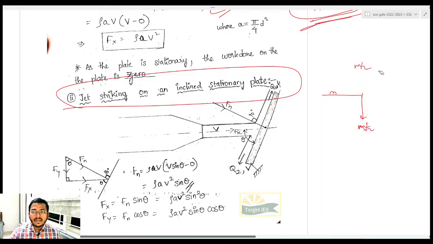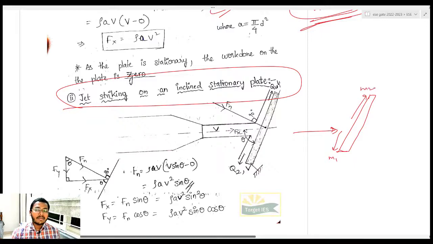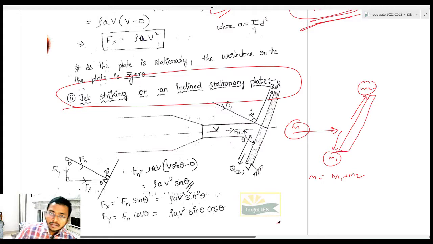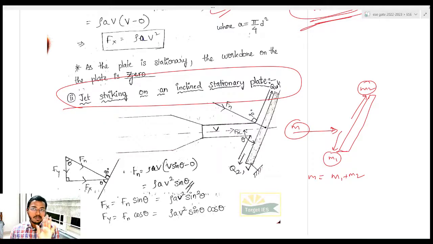Now let us try to understand what is happening. The water jet is coming and I have an inclined plate. So you tell me, m1, m2, I am just representing the mass which is going like this. Obviously I know the mass incoming should be equal to mass outgoing, right? So m is equal to m1 plus m2. Use your common sense, just tell me which one will be more, m2 or m1? Use your imagination, okay? No physics required, no hydraulic concepts required.